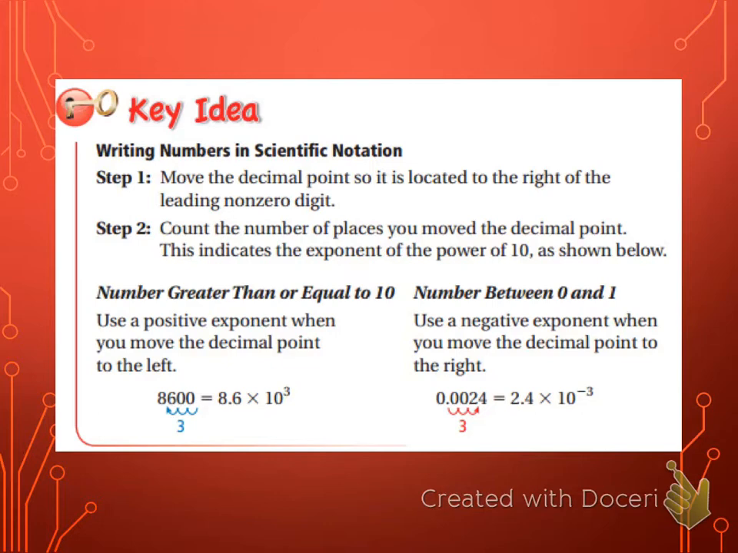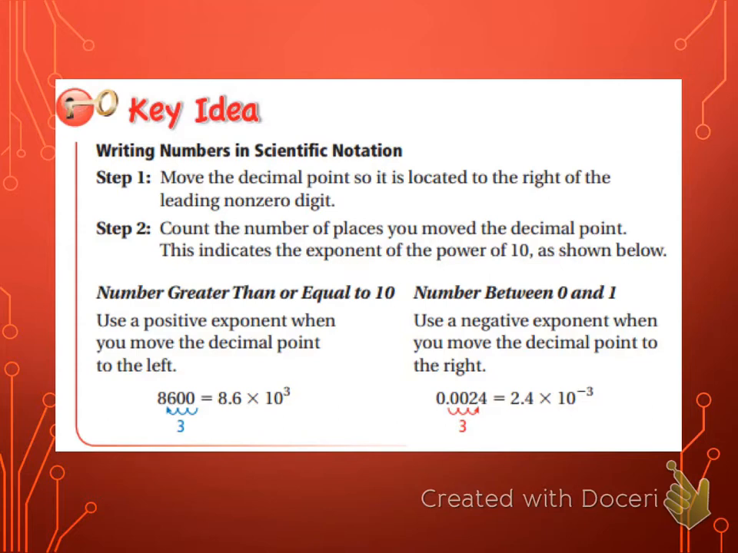Step 1, move the decimal point so it is located to the right of the leading non-zero digit. Don't put it by a 0. And step 2 is to count the number of places that you move the decimal point. This indicates the exponent of the power of 10, as shown below.